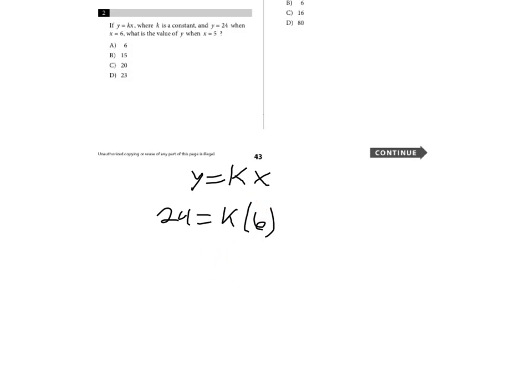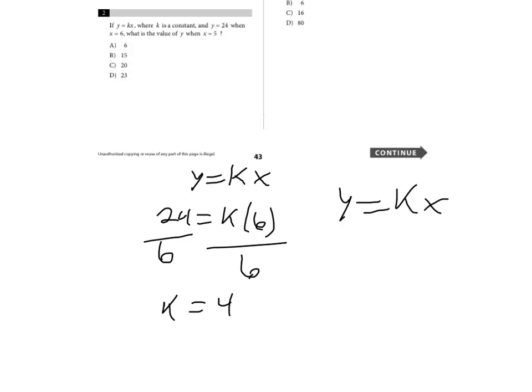So let's solve for k here. I'm going to divide both sides by 6. That's a 6, not a g. k in this case would equal 4. And now we plug in to this equation again, y equals kx, where in this case k equals 4 and x equals 5, which would give us an answer choice of 20, which would be answer choice C.